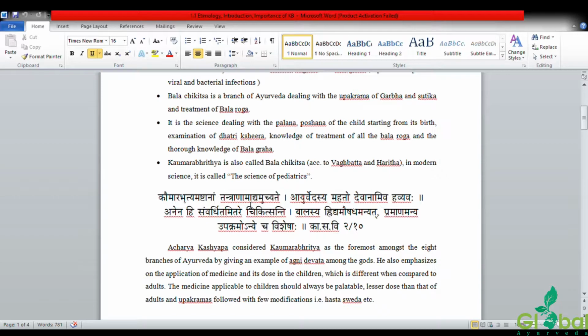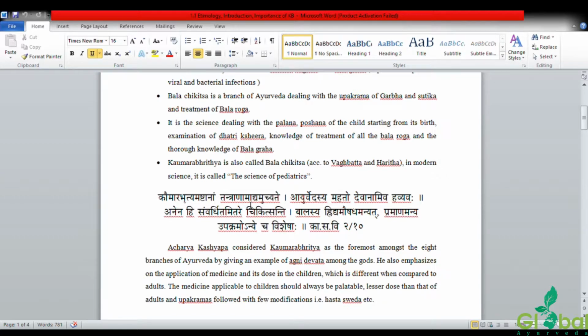He also emphasizes the application of medicine and its dose in children, which is different when compared to adults. Why is the importance of Kaumarbhritya necessary? Because only with studying adult Kaya Chikitsa, we are not able to calculate the exact dose of the medicine to be given to the child. So that is why Kaumarbhritya has more importance.